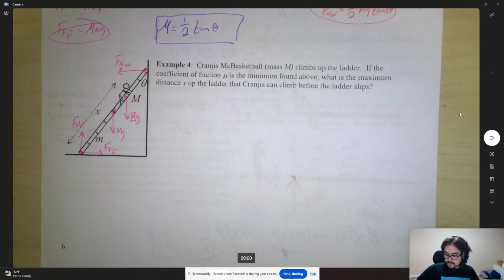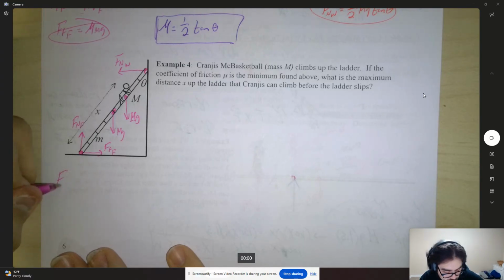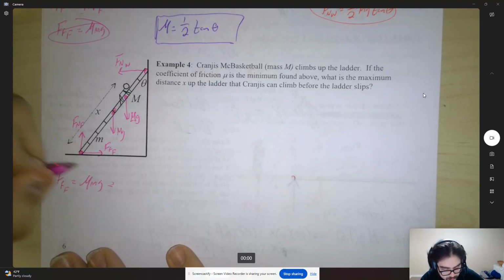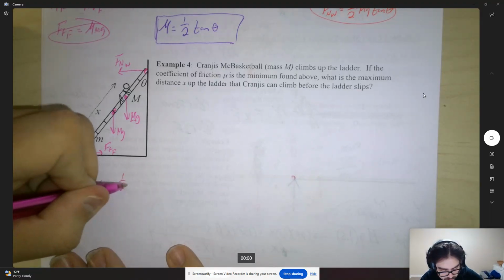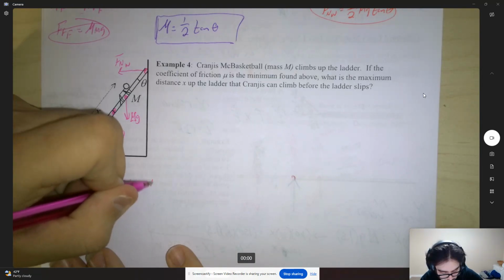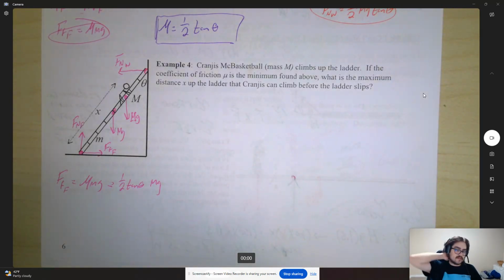Now, when you do this, we're assuming that the coefficient of friction mu is the minimum found above. So with that information, I can write a new expression for the force of friction from the floor, which we found earlier to be mu mg. But now, if I replace that mu from earlier, it's going to be 1/2 tangent theta mg. I don't like putting stuff on the other side of the theta. I didn't really think too much when I wrote that.